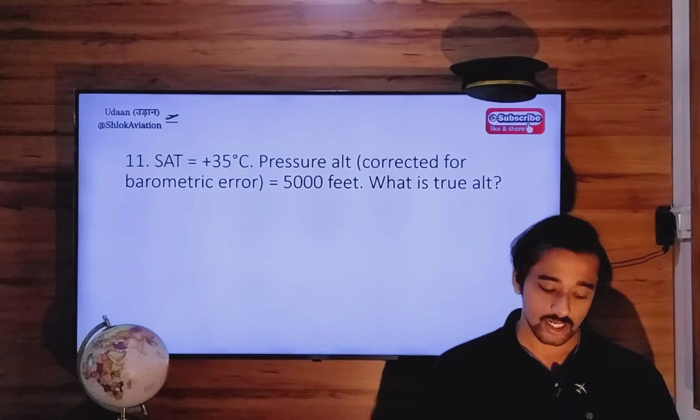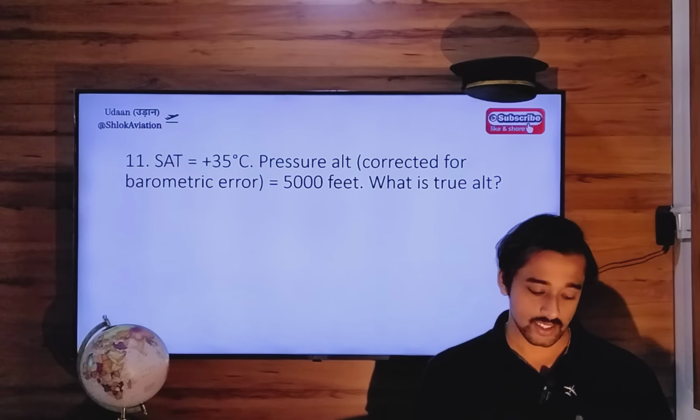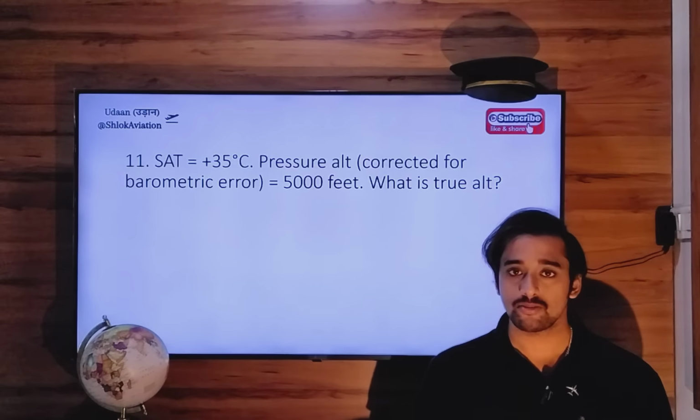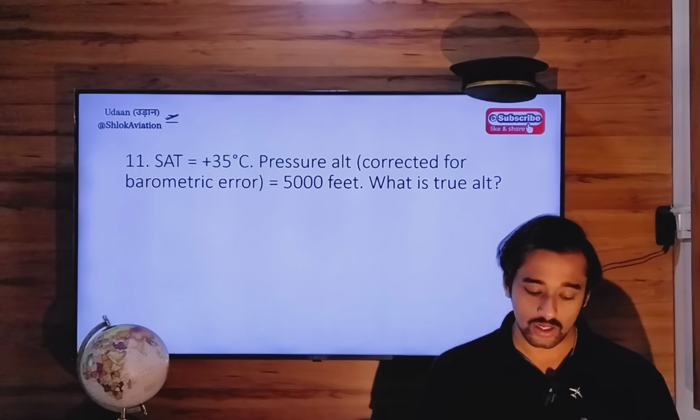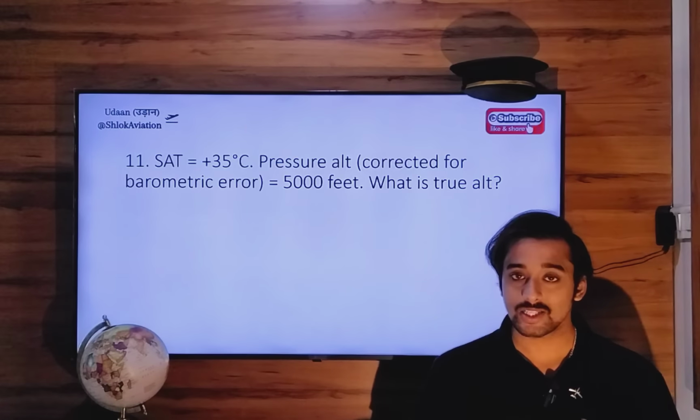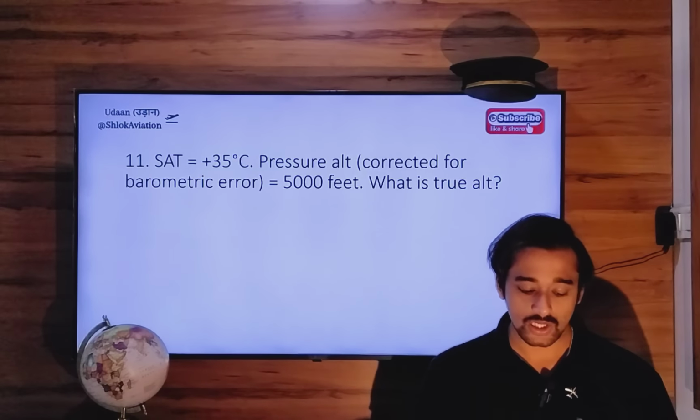Static air temperature is plus 35 degrees Celsius. That means static air temperature means ambient air temperature. Pressure altitude is equal to 5000 feet. What is the true altitude? Now this pressure altitude is inclusive of the barometric error of the altimeter.